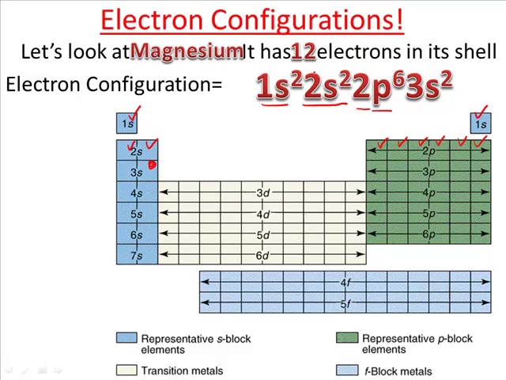Gives us a total of 2 plus 2 plus 6 is 10 people. But we need 12. So we're going to go down to the next row, fill the 3rd version of the smart car with 2 people. That gets us our 12, so we're done. That's where we stop our electron configuration. Cool. We got that one.